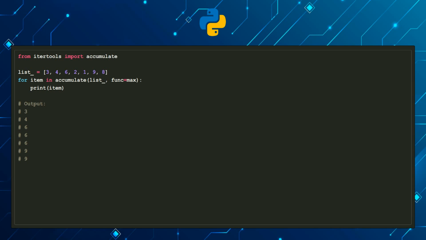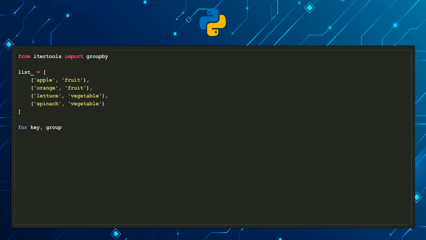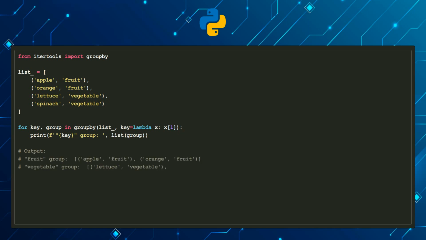Next, let's discuss the group by function. This function groups consecutive items in an iterable based on a key function. It's perfect for classifying data efficiently. Here's a simple demonstration. Here, we classify tuples into groups based on whether they are fruits or vegetables, utilizing the second element of each tuple. It's a simple yet powerful way to organize your data.